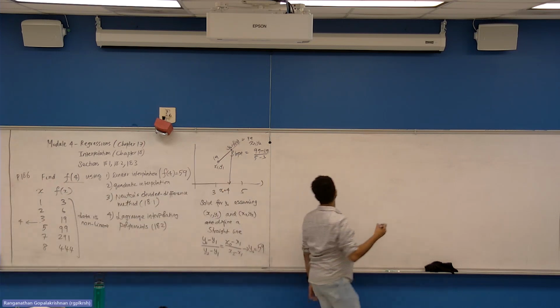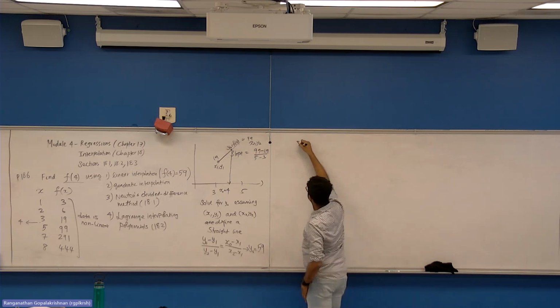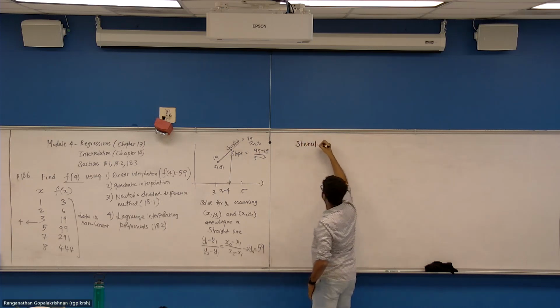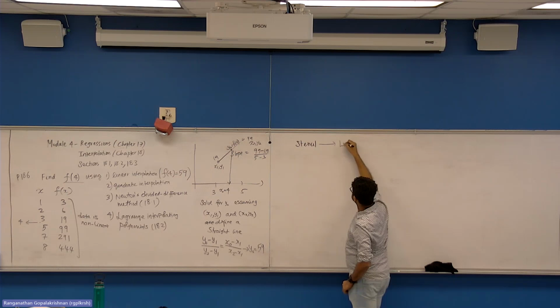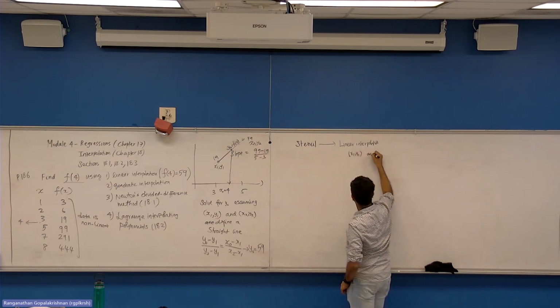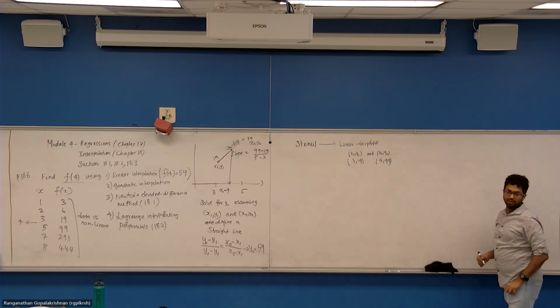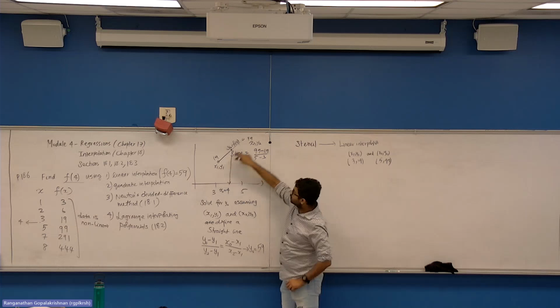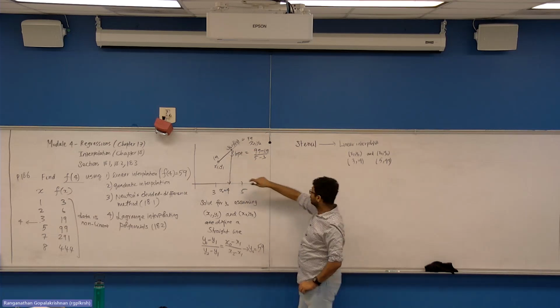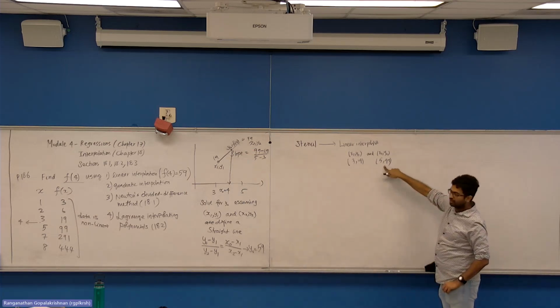Okay. We also introduced a word which we call stencil. The stencil for linear interpolation happens to be the 2 points between which you do the interpolation, which in this case, let's say we'll call them x1, y1 and x2, y2, which happens to be for us 3, 19 and 5, 99. By stencil, I mean the 2 points between which you do the interpolation. Okay, and that happens to be 3, 19 and 5, 99.